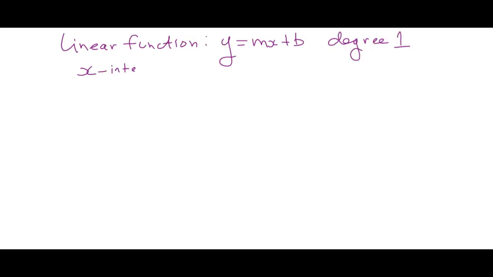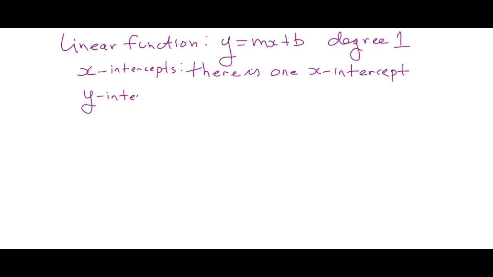Okay, so x-intercepts. So in this case, we're not going to give the x-intercept, but we're going to say how many. So how many x-intercepts? There's one x-intercept. Will there always be one x-intercept? Does there have to be one? Okay, before you answer that, let's do a y-intercept. How many y-intercepts?